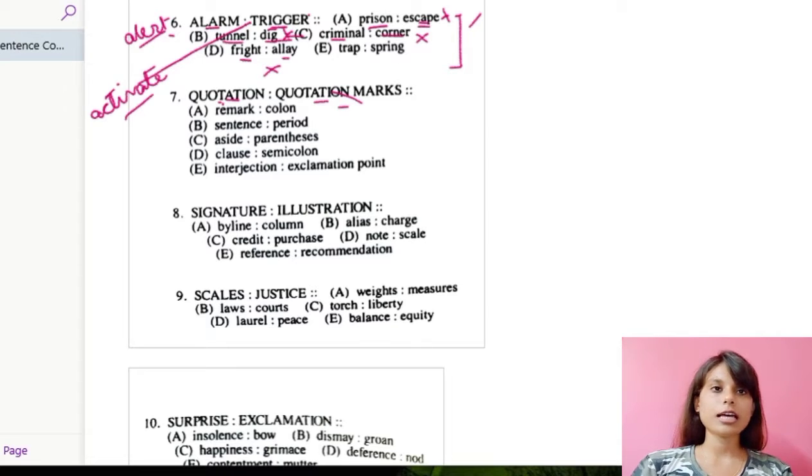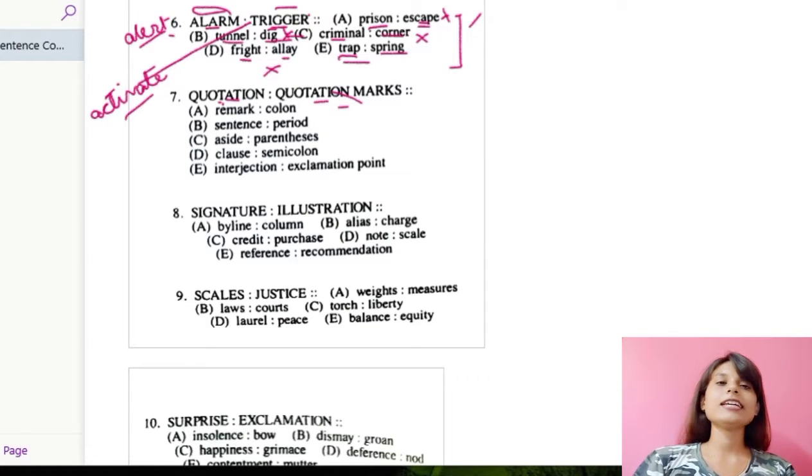Let us move over to the last option, trap and spring. Now trap means to confine. Just like prison, you are trapped or confined to some particular area. And spring means to leap or jump. So you see, alarm means alert, like a trap, in a trap you're getting alert, and anything triggering means it's kind of like leaping, like spring. So the last option would definitely go with number 6.